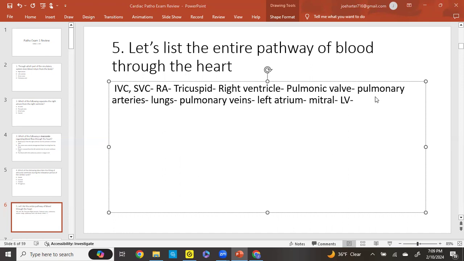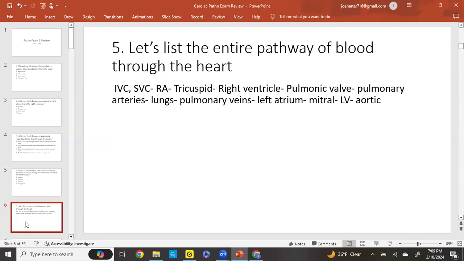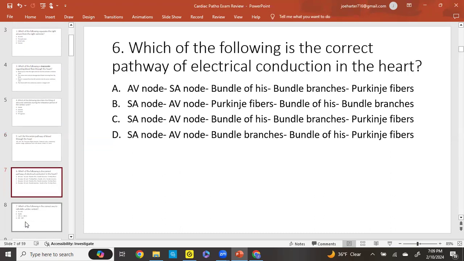Yep, then aortic, and then we're starting back over. It goes out to the body, and then the cycle repeats itself. All right, which of the following is the correct pathway of electrical conduction in the heart?